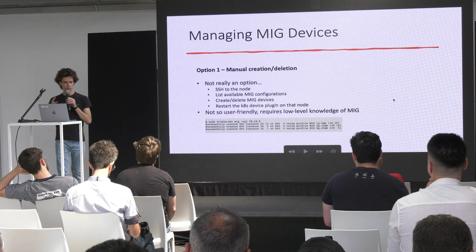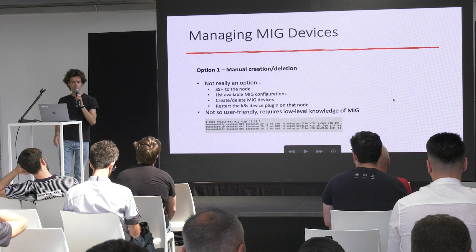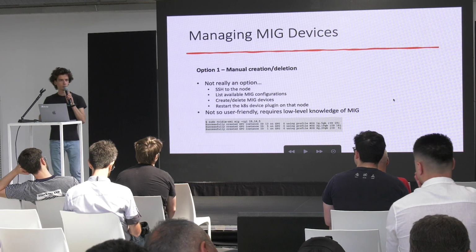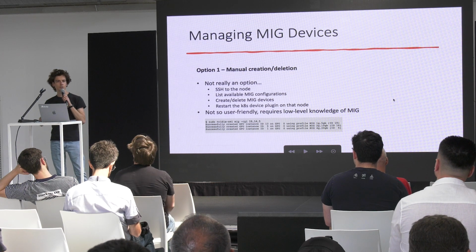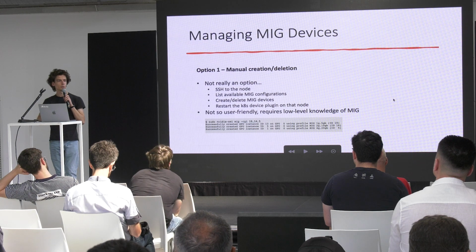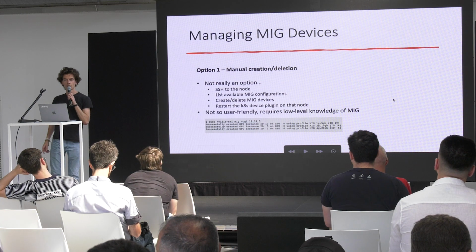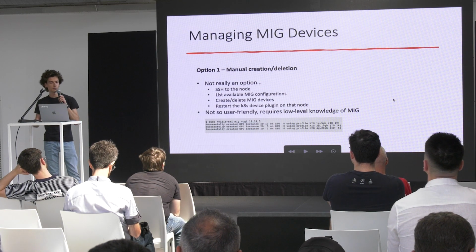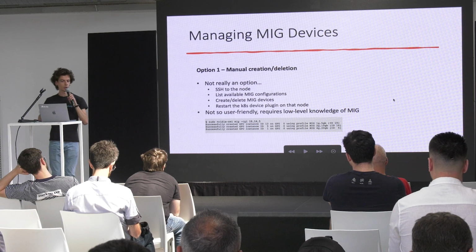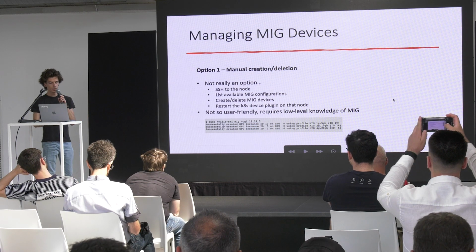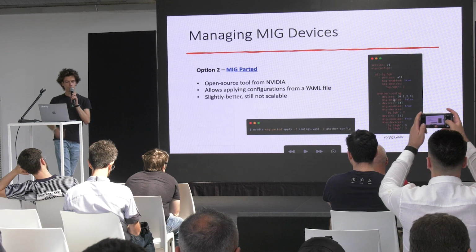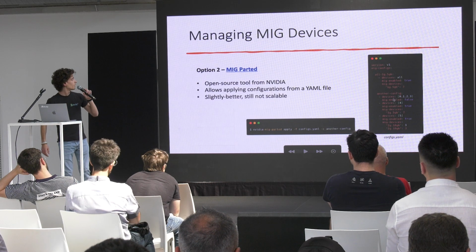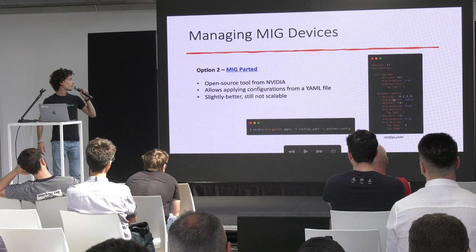We have three options, basically, for doing that. The first option is not really an option. We need to SSH to the node and list the available configurations using the NVIDIA CLI, and then create and delete the devices manually. And after that, we need to restart the device plugin. So it's very cumbersome, not user-friendly, so not really an option. Option two, slightly better. We can use MIG Parted. It's an open source tool from NVIDIA.